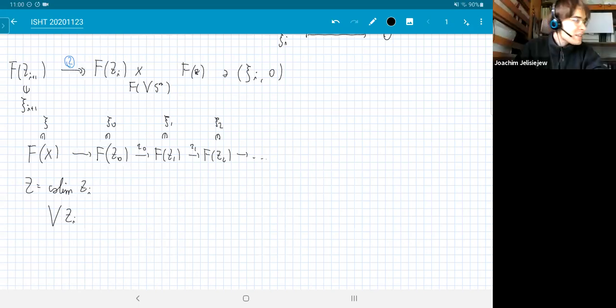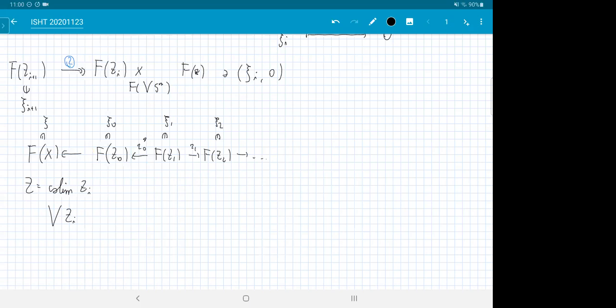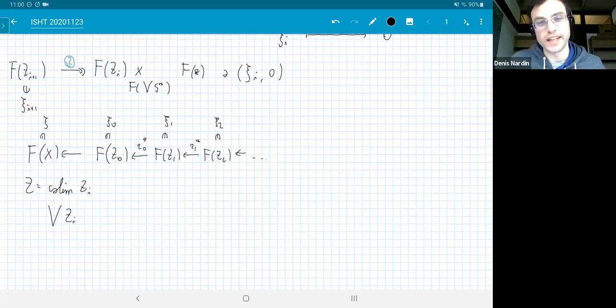Excuse me, Dennis. Yes? I'm just very confused with the directions of the arrows in this sequence. Oh, you're right, you're absolutely right, thanks. These go in the other direction. Thank you, Joachim. f is contravariant. And of course, psi_{i+1} gets sent to psi_i.